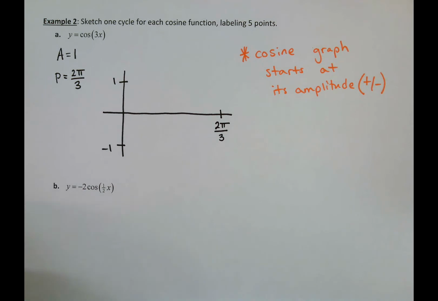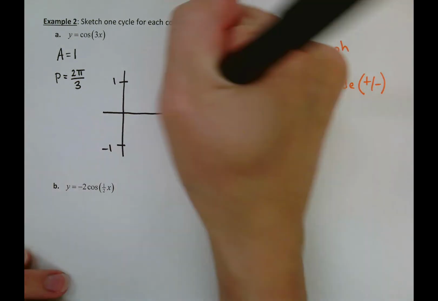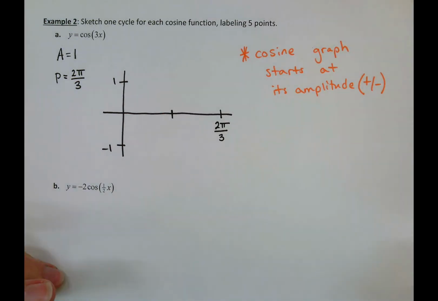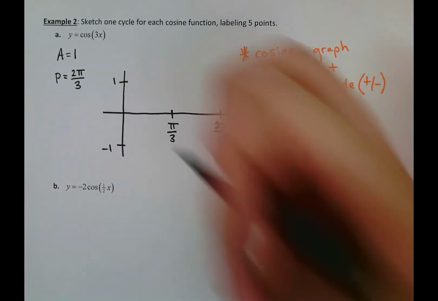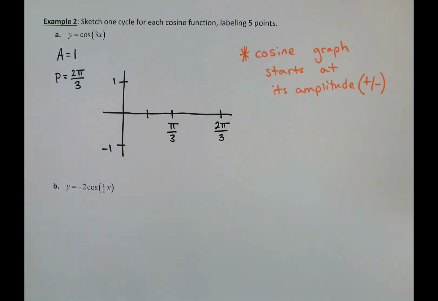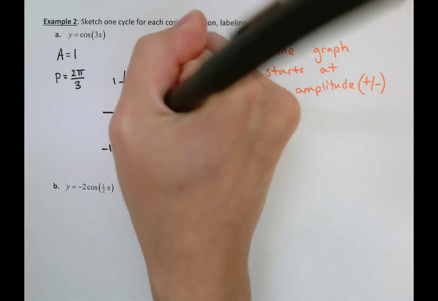So then this is where it gets a little tricky, making sure that you understand how to do your arithmetic with fractions. So I'm going to go halfway. Halfway, 2 pi over 3 divided by 2 would just be pi over 3, right? Half that. And then we're going to half that again. So half of pi over 3 is pi over 6.